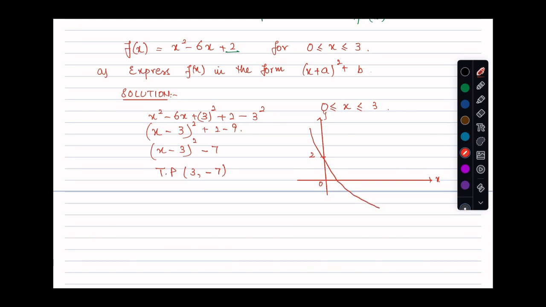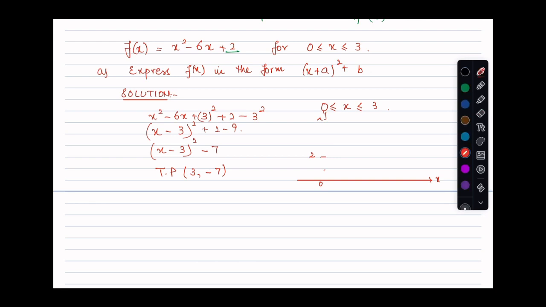So starting from the origin, if I just sketch the curve, it's very helpful to always sketch the curve, because that is going to give us a very clear picture of what is happening for the given function. I know that my y-intercept is 2, the y-intercept given in the question. So it's easy to have the y-intercept there.